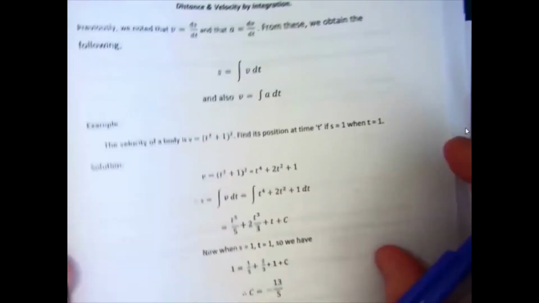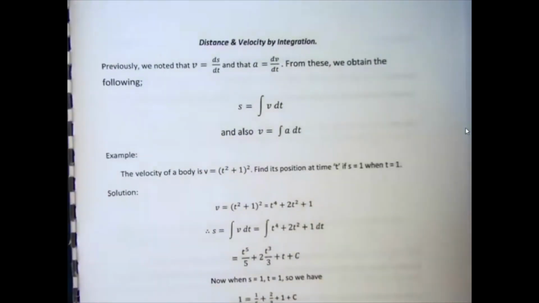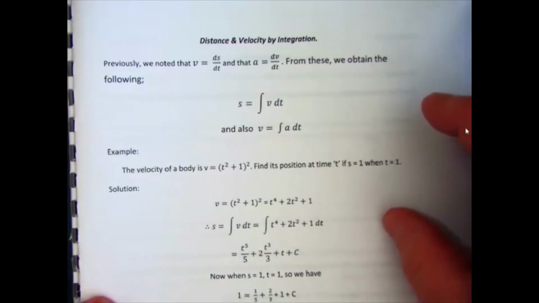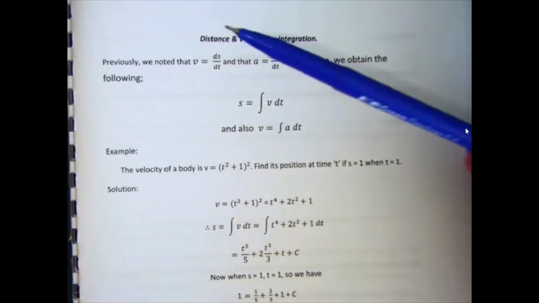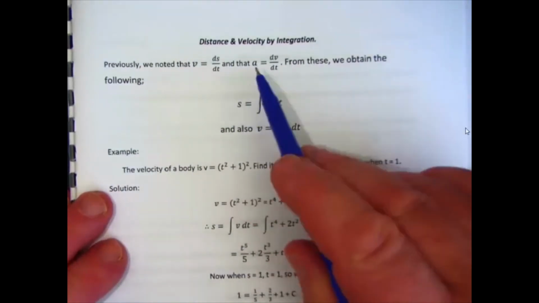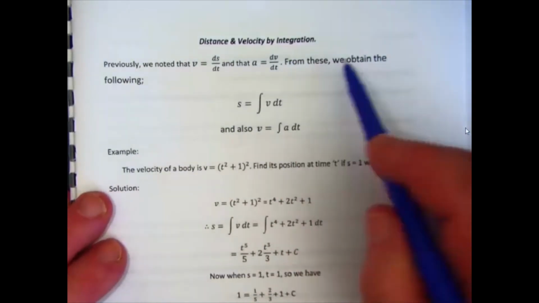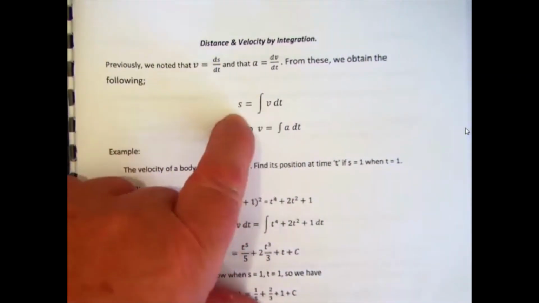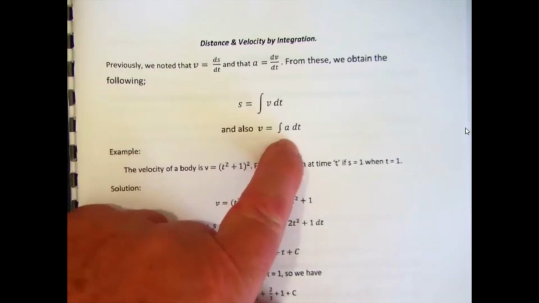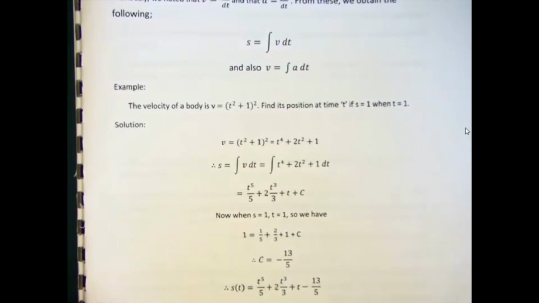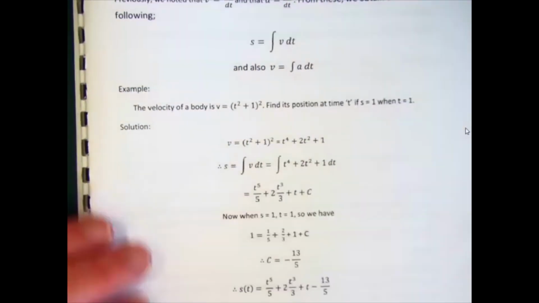Earlier we said that distance and velocity can be used with integration, and this next section realizes this as well. Previously we noted that velocity is the change in distance over time, and acceleration is the change in velocity over time. So we can integrate velocity to find distance, and we can integrate acceleration to find velocity. Here's a nice little example for you. The examiner gives you this one.